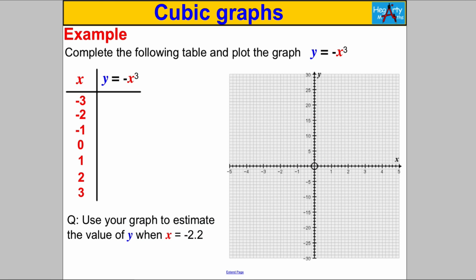Let's have a go at another one. Pause the video and have a go at this one. Well, we're going to do the exact same thing. Just be careful here. It's negative x cubed. By order of operations, you must cube the number you substitute in first and afterwards multiply that answer by negative 1. So it's going to be negative 3 all cubed. Negative 3 cubed is negative 27. Multiply it by negative 1, it's going to be positive 27. And a similar thing happens in the other ones. So it would be like this.